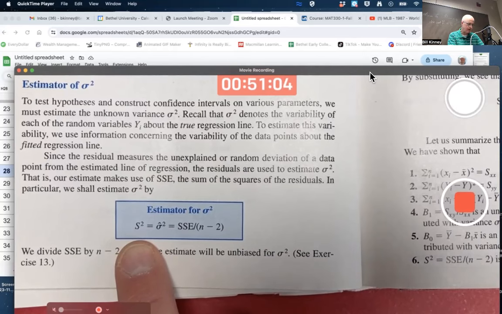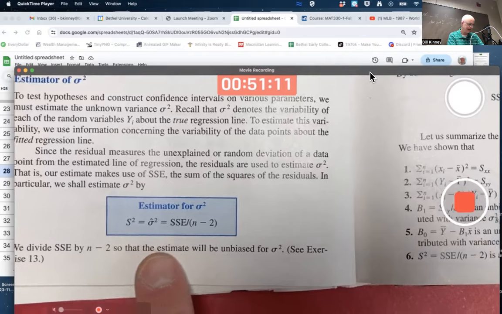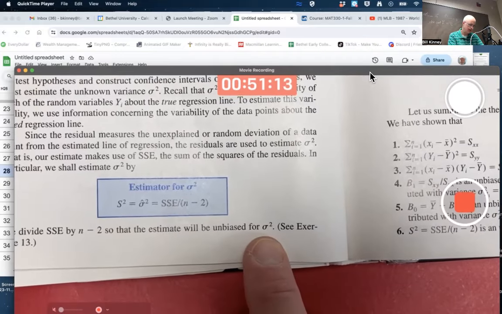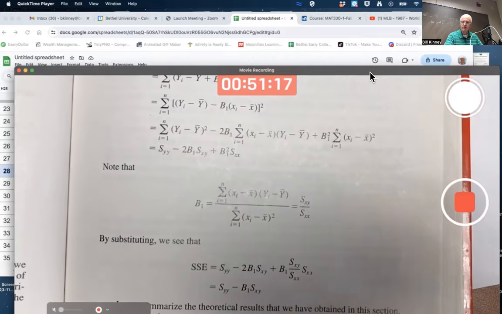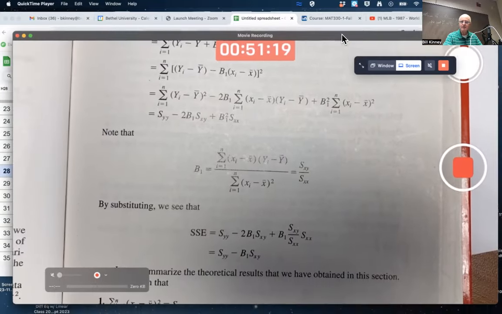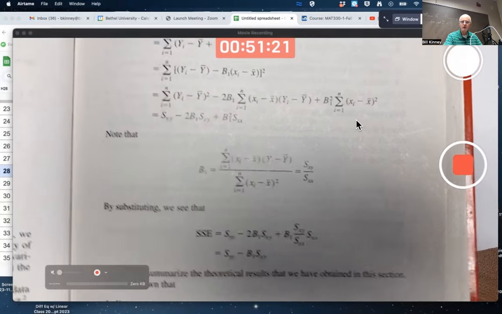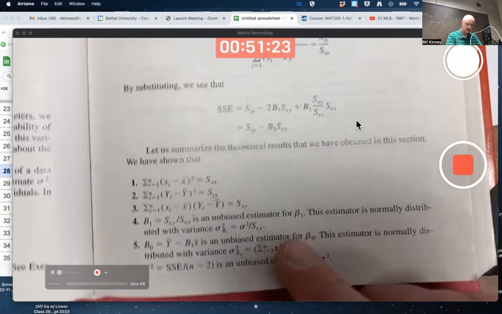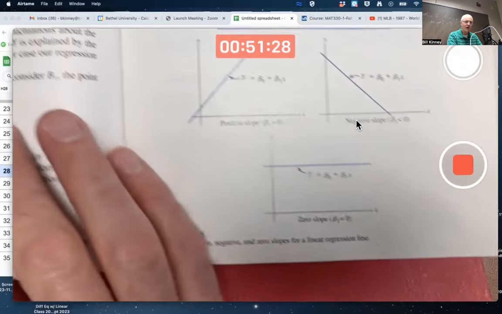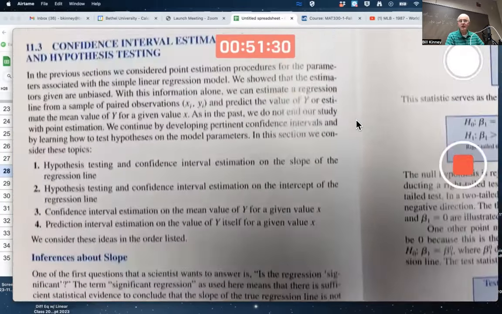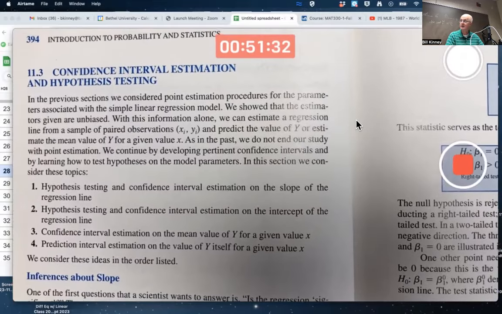S squared, the squared regression standard error, maybe regression variance, I don't know if that's its name, is an unbiased estimator for sigma squared. Oh yeah, there's more crazy formulas in this section. It's overwhelming. Then a new section, 11.3 and 11.4 wouldn't be bad to read. They're a little easier.